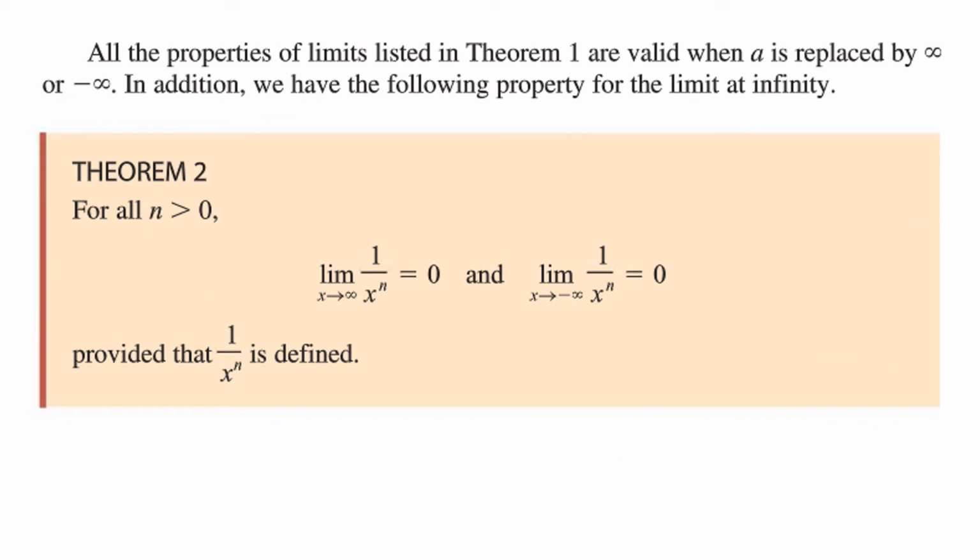All the properties of limits that we listed earlier in the theorem are valid when a is replaced by infinity or minus infinity. And additionally, we have this. If n is bigger than 0, so we have x to the n in the denominator, and x is going to infinity, 1 over something that's getting larger and larger and larger approaches 0, and also, as x approaches minus infinity, 1 over something that gets larger and larger and larger in absolute value approaches 0, provided that this is defined.